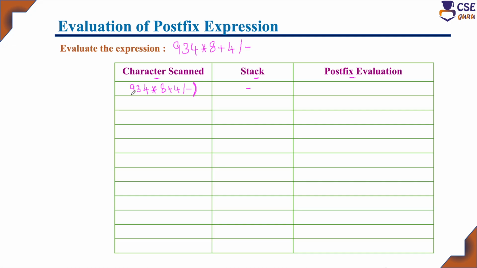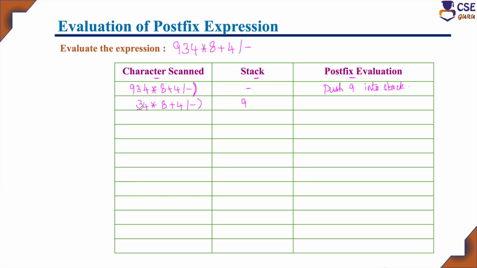Next, the first step: you need to scan the first character. The first character is an operand, so you have to push operand 9 into the stack. The remaining input characters are 3, 4 star, 8 plus 4 division minus closed parenthesis. And now 9 you have to push onto the stack.